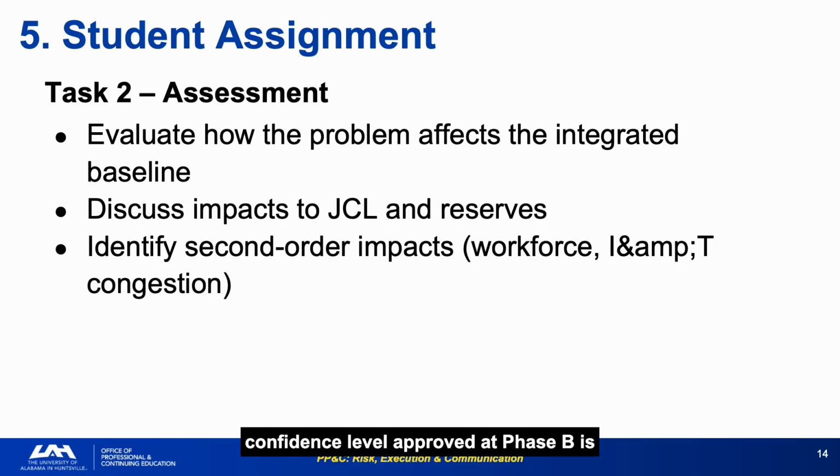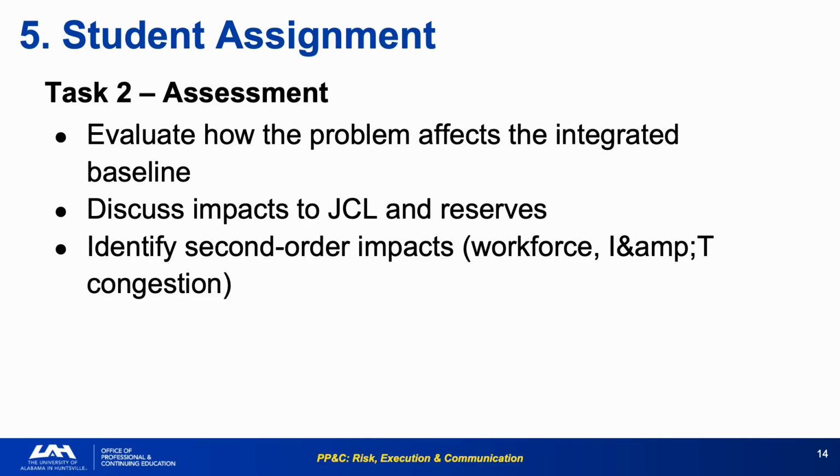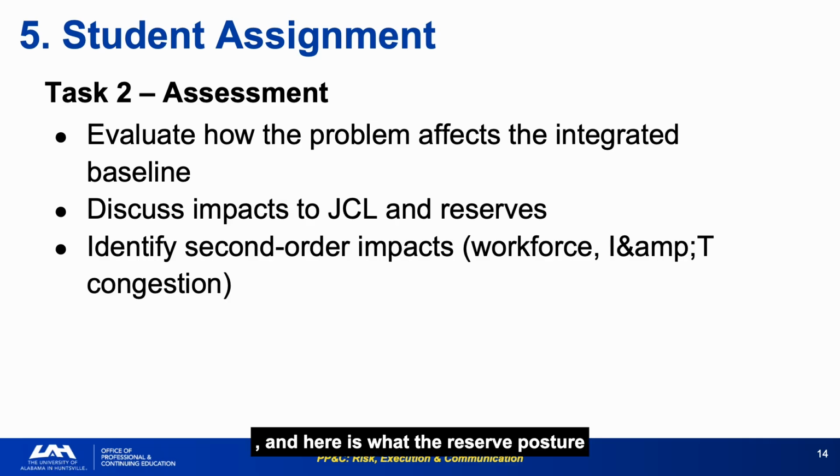The 70% confidence level approved at Phase B is not valid at month 8 with these metrics. A new JCL run against the current performance data and the impact of Instrument A would produce a significantly lower confidence level. Write your Task 2 assessment in the format a PM can act on. Here is what the baseline looks like today. Here's what the Instrument A issue does to it. Here are the second-order effects that make the picture worse than the primary number suggests. And here is what the reserve posture now looks like against those impacts.